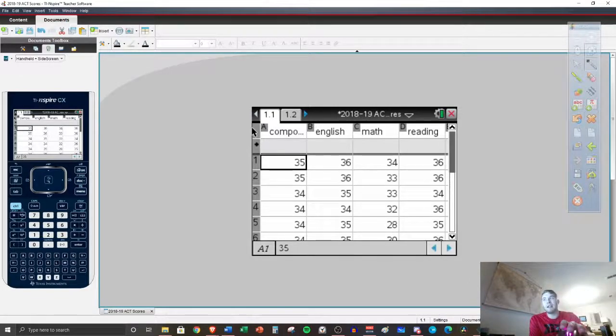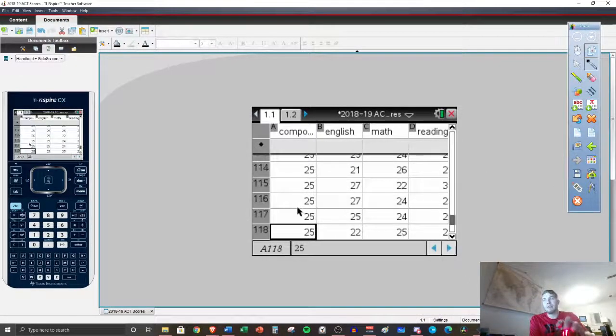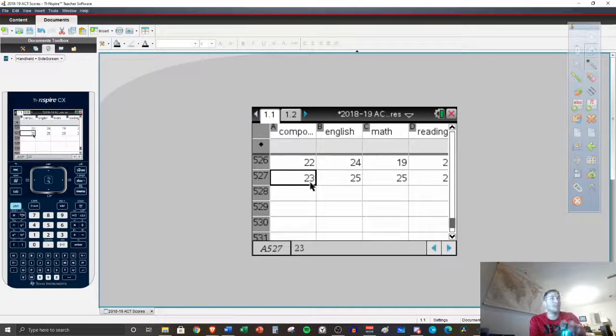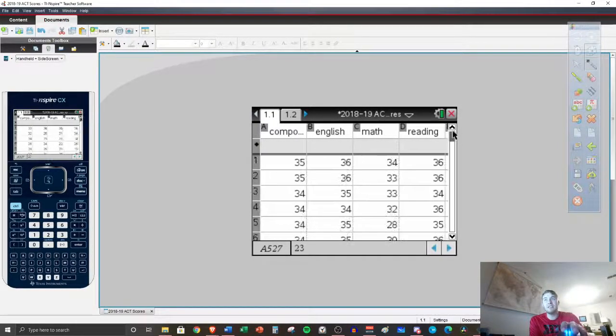I'll show it to you. If I keep scrolling, there's hundreds of students in here, and that senior class actually had 527 students take the ACT. So this is by far the largest data set that we've looked at, and I don't really have much data that's bigger than this, but this is very relevant as well. A lot of you seniors just took the ACT, and you'll be getting your score soon. So this is already on your mind.